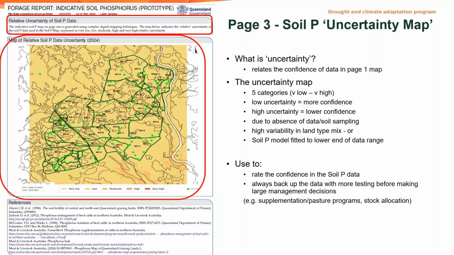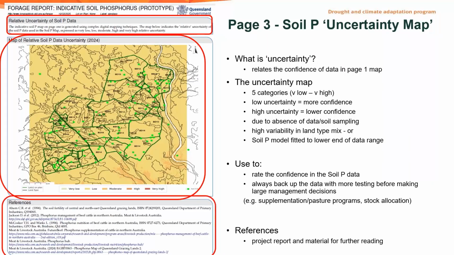I need to say that you always back up this data with more soil testing, or as Jim related, through inorganic phosphorus testing of the animals, before you make large management decisions such as supplement and pasture programs and stock allocation. You really want to make sure what you're doing there. Now, the last bit on the Soil P report are the references, which relate to the project report and material for further reading.